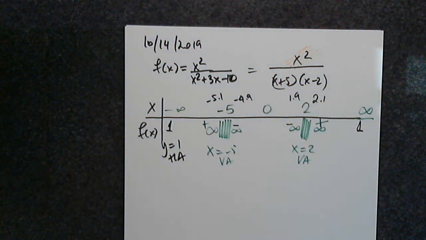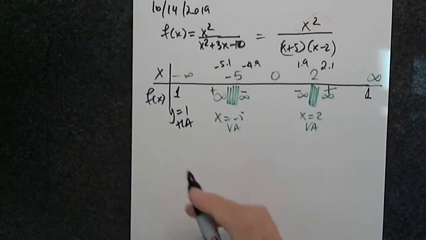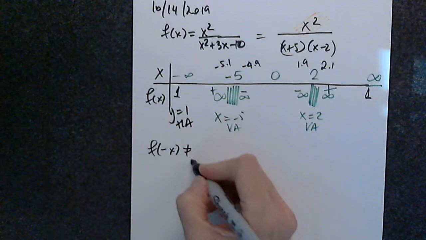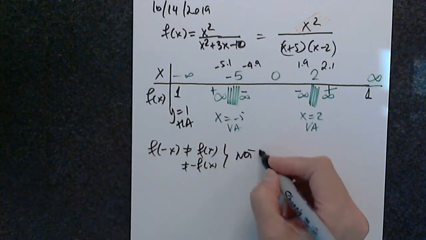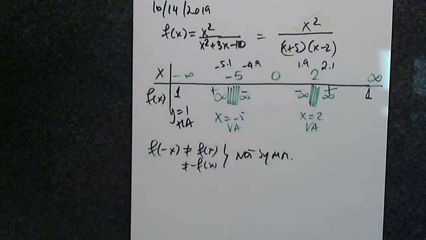Can a function with a vertical asymptote at negative 5 and a vertical asymptote at 2 be symmetric? No. But I have to write something because the problem is asking me. So I'm going to say f of negative x will not equal f of x and will not equal negative f of x, not symmetric. I'm happy with just this shortcut, because then I know you know that there's no way the function can be symmetric if it has vertical asymptotes at negative 5 and 2.